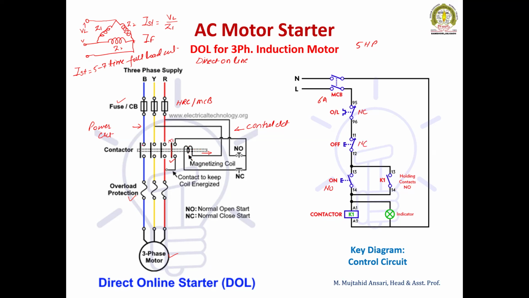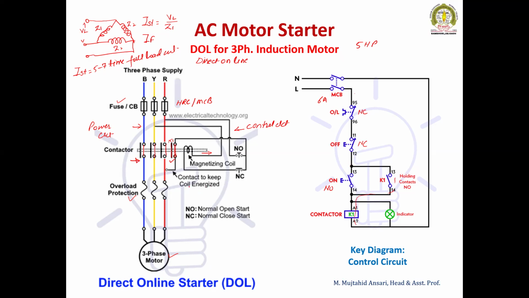Once the plunger is attracted, this will make the contact, because the contact is going to move to the left position. And one more, it is an auxiliary contact. Once the auxiliary contact is switched on, the coil gets the supply from the MCB through the overload contact, then the normally closed off push button, then the auxiliary contact, and to the holding coil. So the motor will get started.